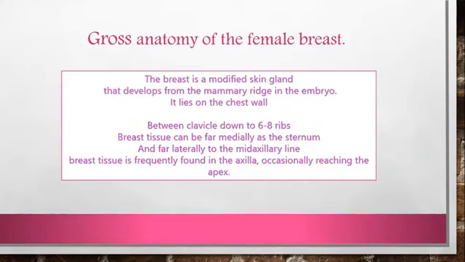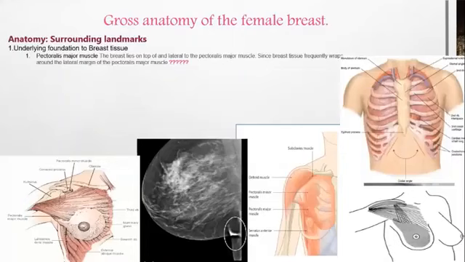And breast tissue is frequently found in the axilla, occasionally reaching the apex. All these have clinical significance. Yes, the breast usually rests on the pectoralis and extends from the second rib down to the 6th or 7th ribs, down from the lateral aspect of the sternum to the anterior axillary line. But it can extend far medial to the midline, far lateral to the mid-axillary line, and up to the clavicles, and even down.